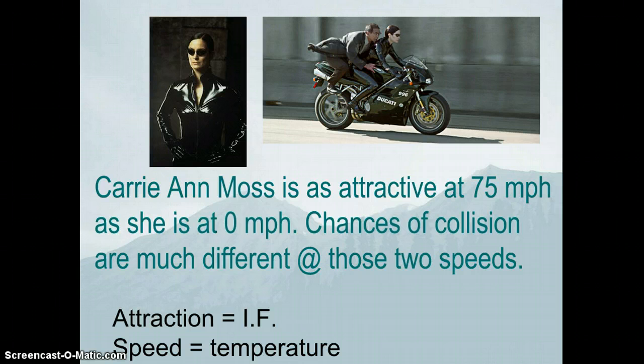So we can think of the attraction that I have with Carrie Ann Moss, which is a constant because she's beautiful no matter how fast she's moving, as the total intermolecular force, that net attraction, and the speed that she is moving is the temperature. As she slows down, the chances of me having a positive interaction with her and her staying nearby increase. Keep that in mind as we talk about intermolecular forces and temperature, because temperature we fluctuate quite a bit, and intermolecular force is fairly constant.